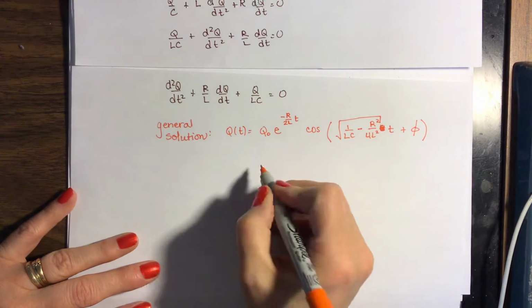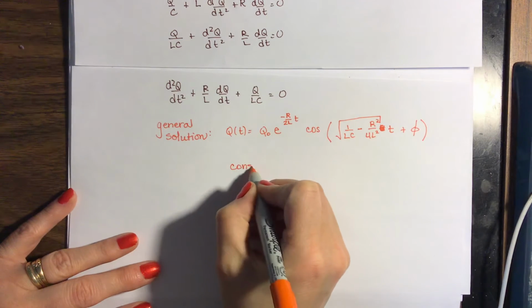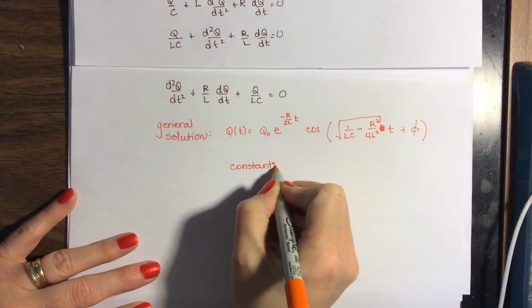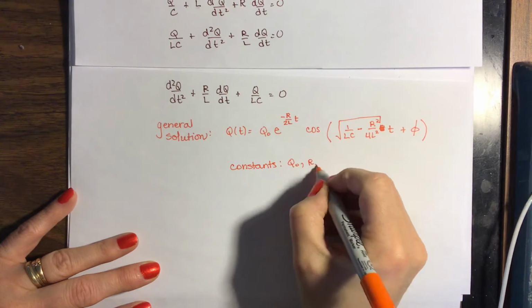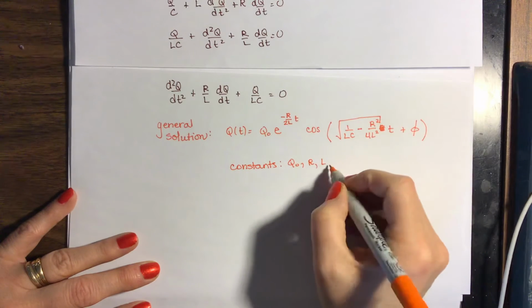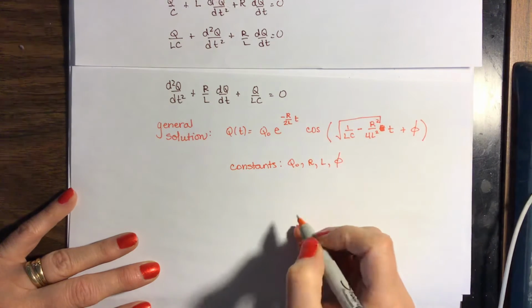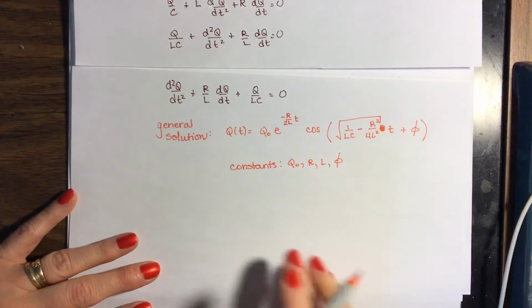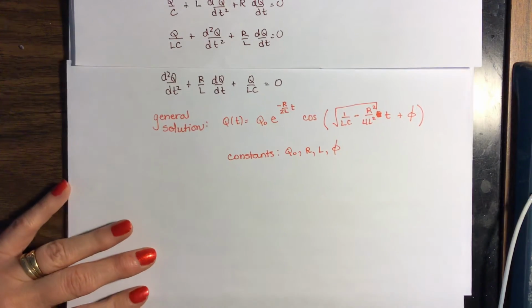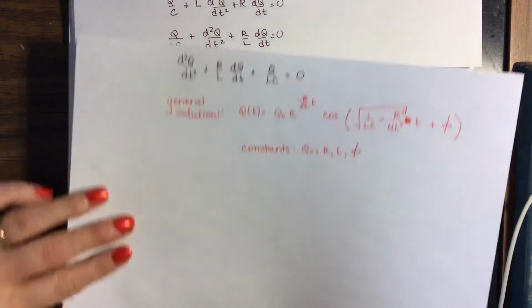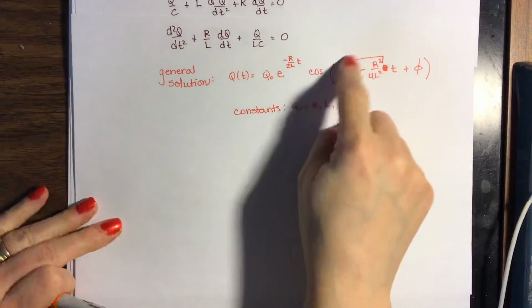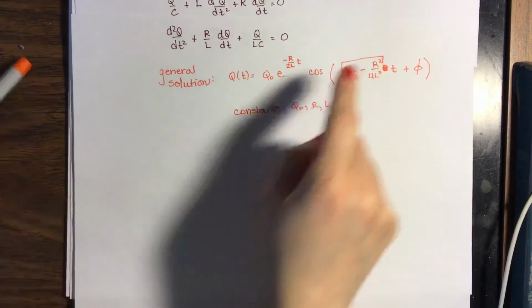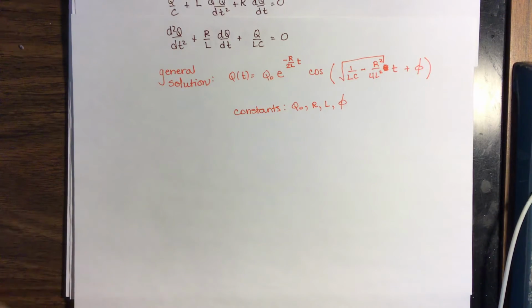Okay, in this expression, the constants are Q naught, that's the maximum charge, R, that's the resistance, L, that's the inductance, and phi naught, that's the phase constant. So if we wanted to make a plot of the charge as a function of time, we would see that it would die off with a slightly changing frequency. This term corresponds to the frequency of the oscillation.